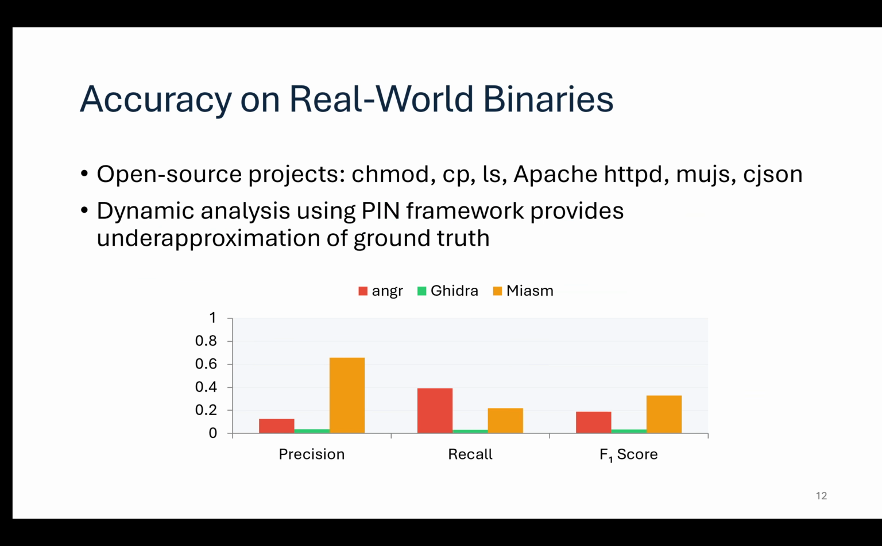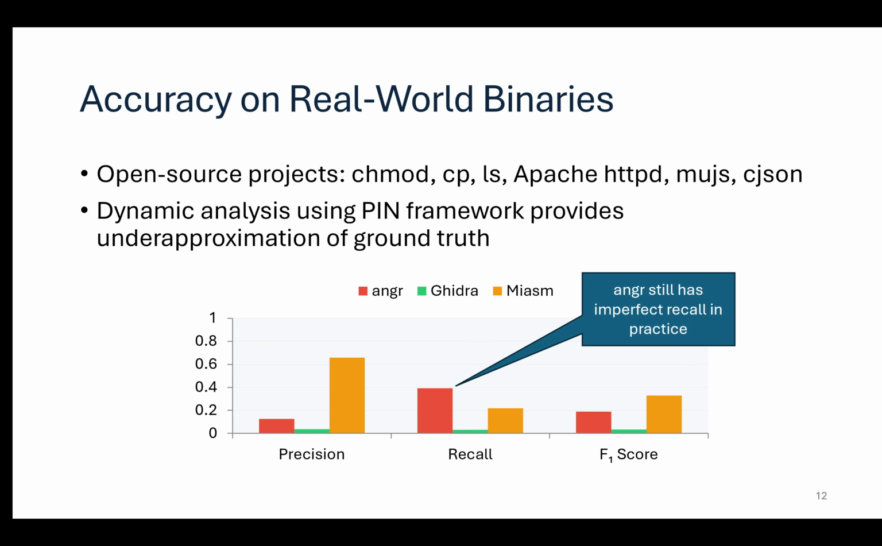Then we evaluate these three tools on open source projects, and this is a list of projects that we used in order to establish the ground truth for the real world binaries. We use dynamic analysis and we use the PIN framework to do that. And since dynamic analysis is not complete, we only evaluate these three tools on the ground truth that we could establish during dynamic analysis. And as you can see in this figure, angr still has imperfect recall in practice.